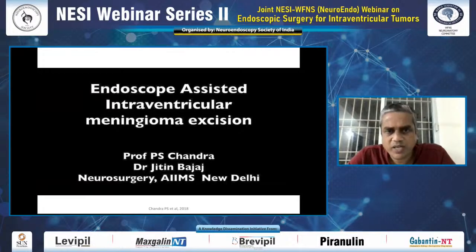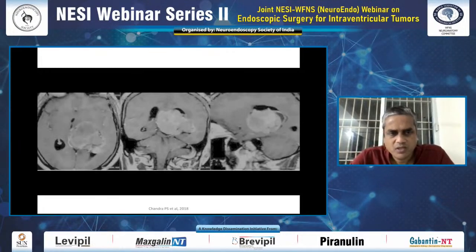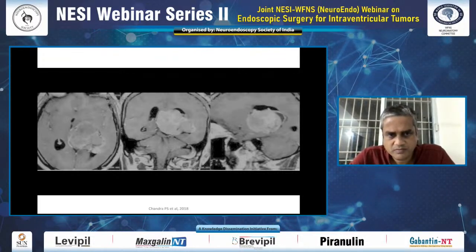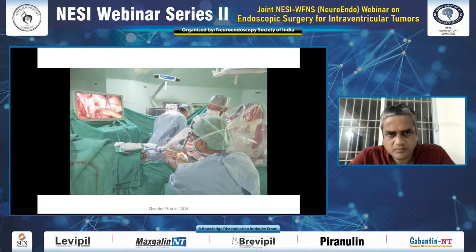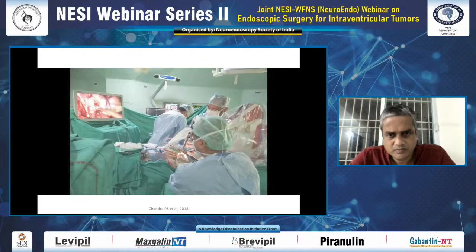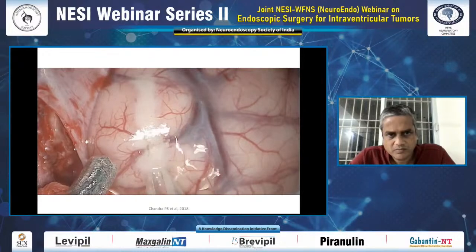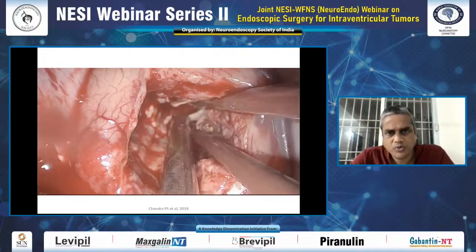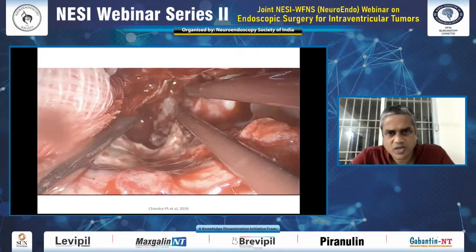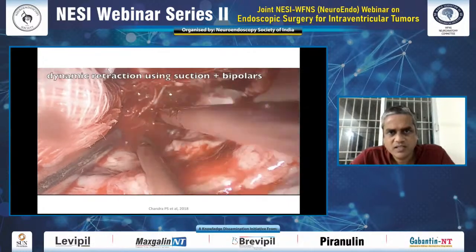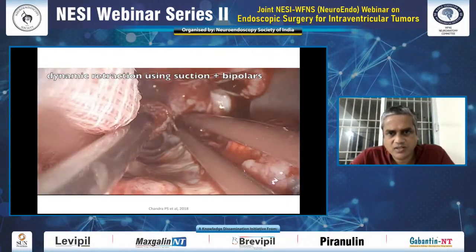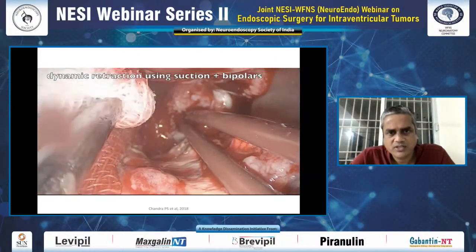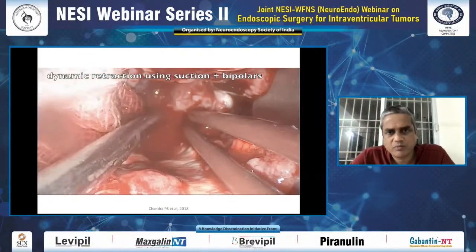Now, this is an example of a large intraventricular meningioma, which we again operated using a syringe. No, I'm sorry, this is not a 5cc syringe. We used a large endoscope using a freehand dissection. So rather than using a retractor, it was just using dynamic retraction using suction as well as a bipolar. We did not apply any kind of retractors. The entire retraction was only by suction and bipolar.